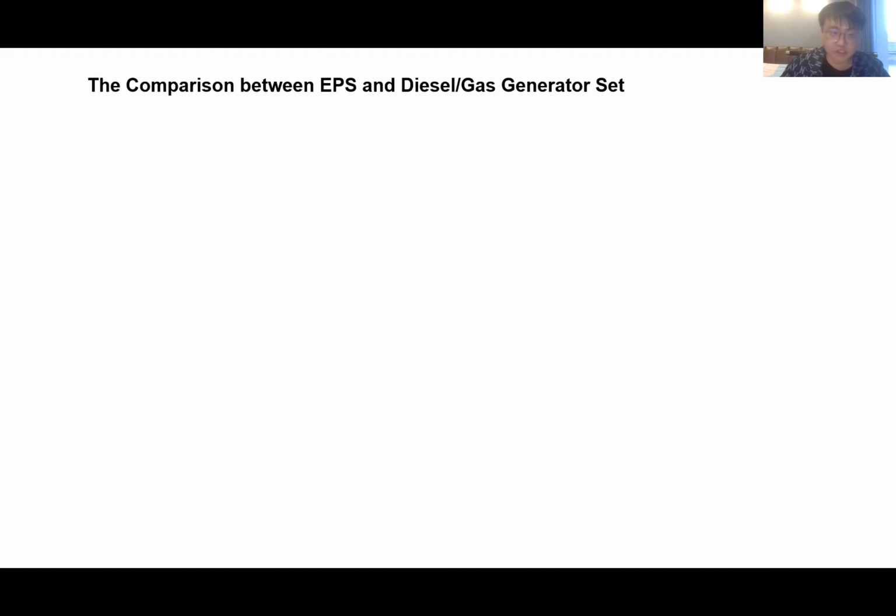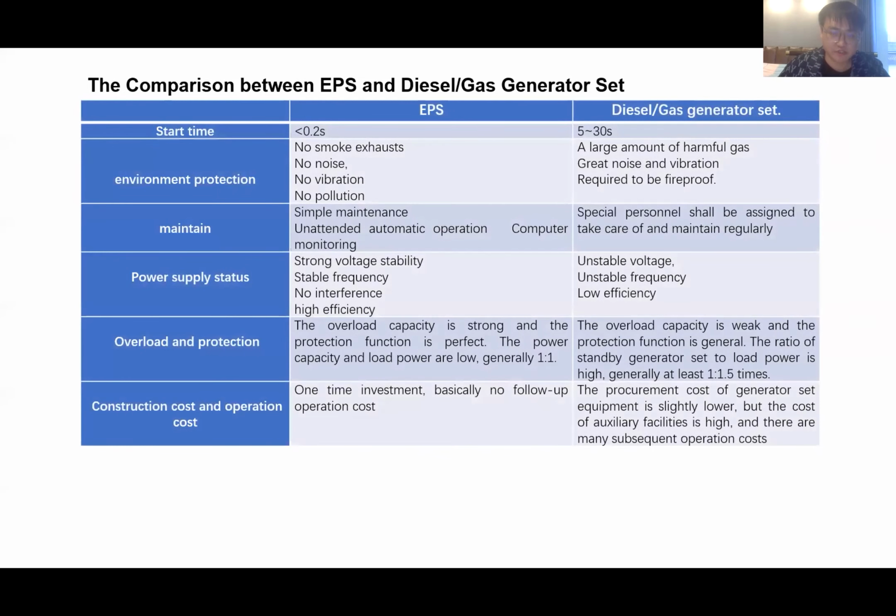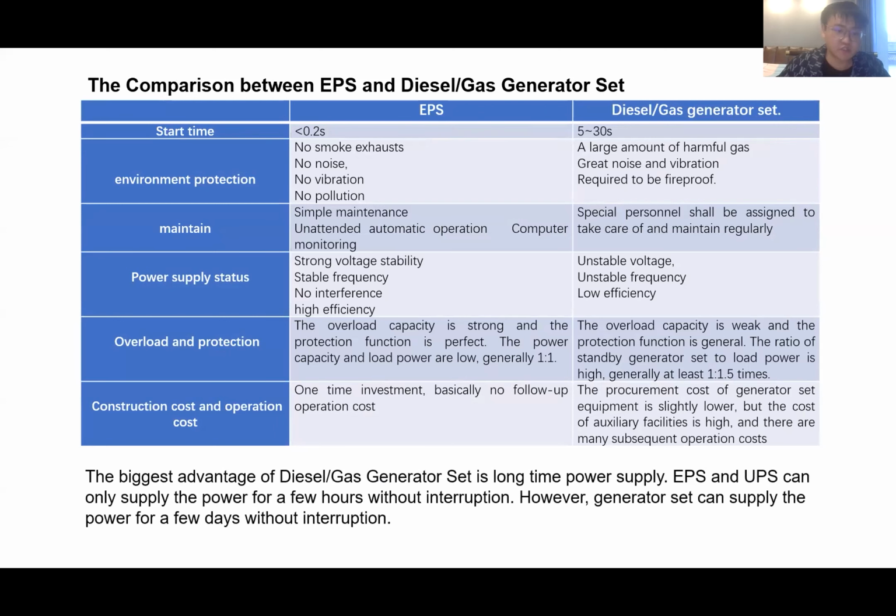This table is the comparison between EPS and the diesel or gas generator set. It is obvious that EPS is better than generator set at many aspects, such as start time, environmental protection, and so on. However, the biggest advantage of diesel or gas generator set is long-time power supply. EPS and UPS can only supply the power for a few hours without interruption. However, generator set can supply the power for a few days without interruption.